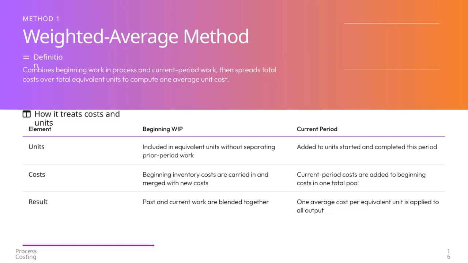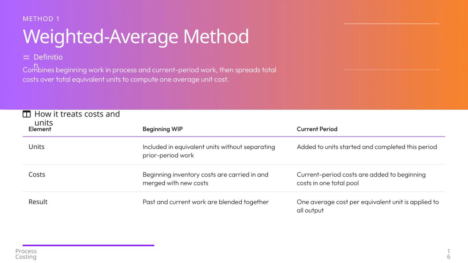The weighted average method in process costing combines the costs and units from the beginning work in process inventory with those from the current period. This means that instead of separating prior period work, all units are included together when calculating equivalent units. The costs from beginning inventory are carried over and merged with the current period's costs, creating one total cost pool. By blending past and current work in this way, we end up with a single average cost per equivalent unit that applies to all output. Essentially, this method smooths out costs by averaging everything, making it easier to assign a consistent unit cost throughout the production process.